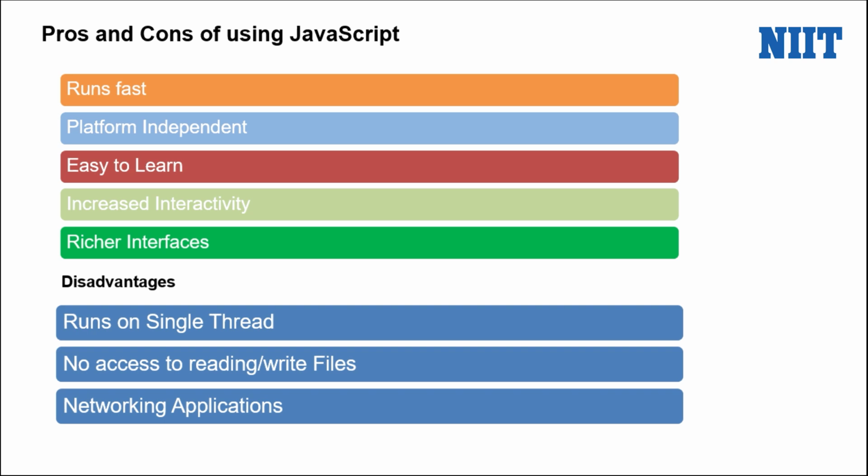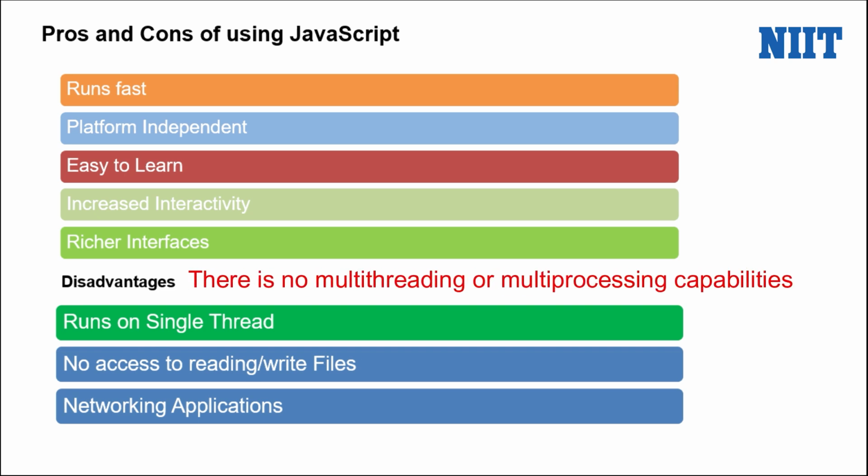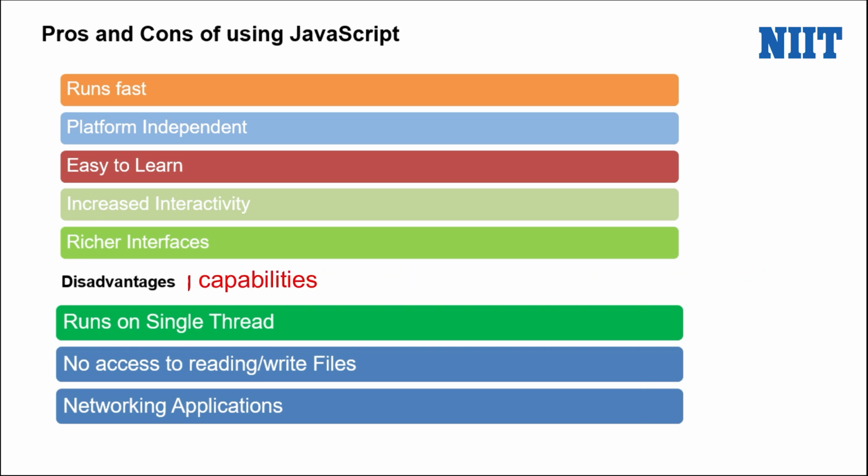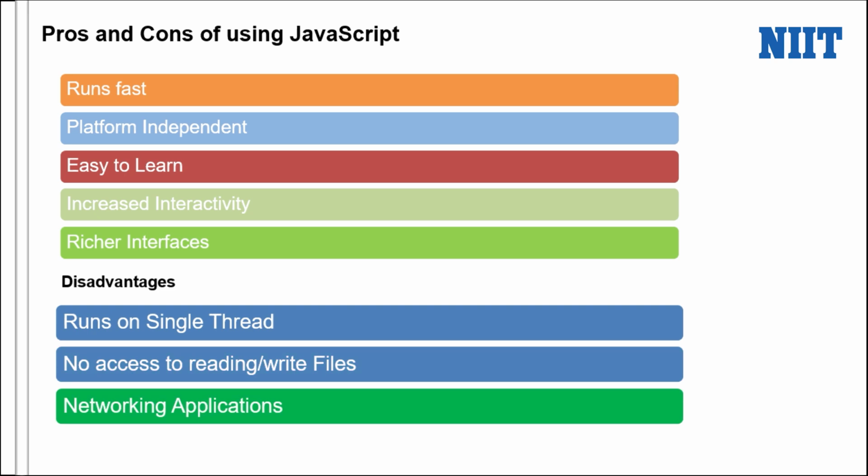Then in the disadvantages, it runs on a single thread, meaning there are no multi-threading or multi-processing capabilities. JavaScript does not allow the reading or writing of files, and this has been kept for security reasons. It is also not used for networking applications as there is no such support available.